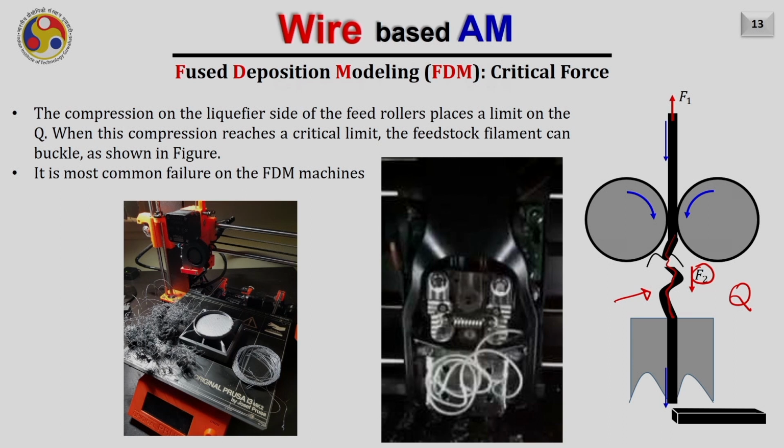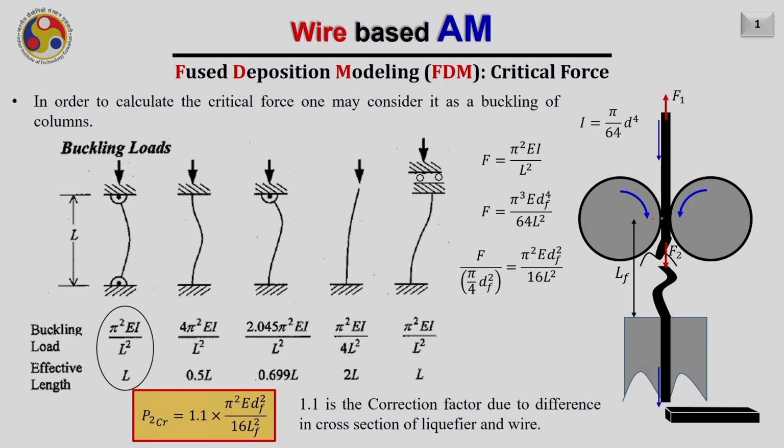You might have seen that also. The wire keeps on coming out and it got crumbled near to the pinch rollers. You have seen already that. And the major reason behind that is the buckling of the wire. Now let us try to find out the value of the critical load which can be applied on the wire between the pinch roller and entry point into the liquefier.